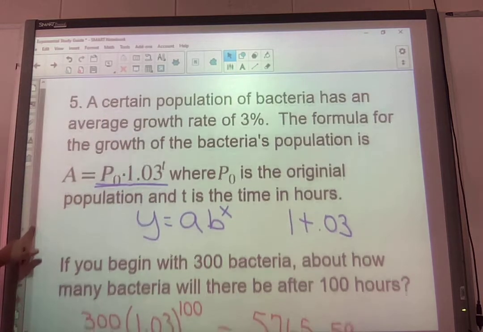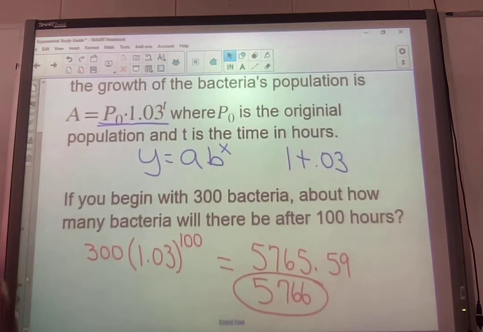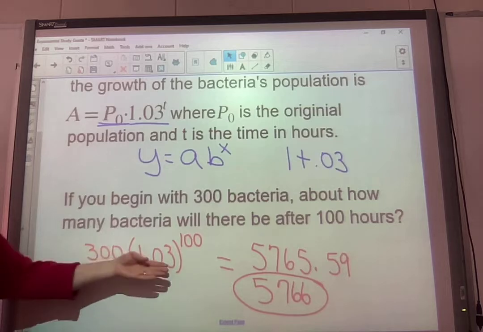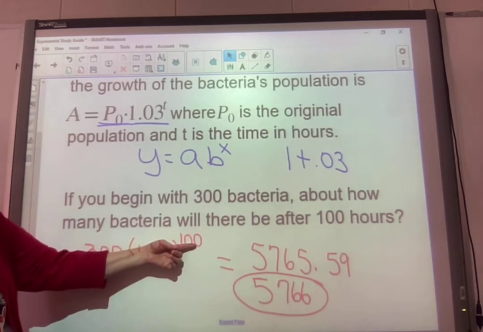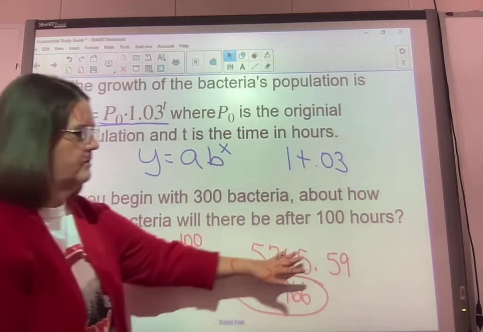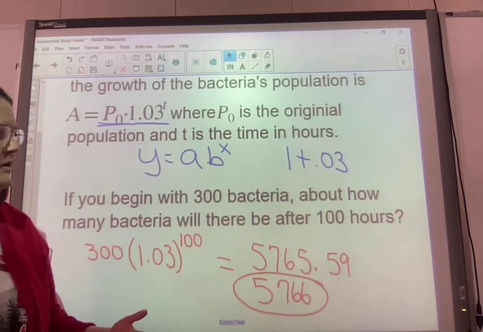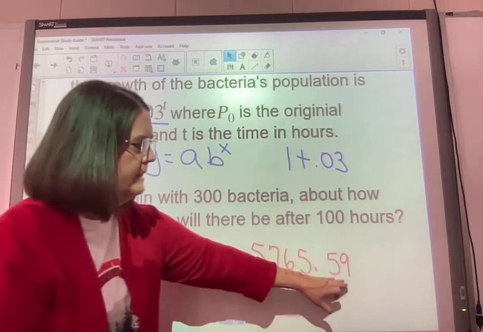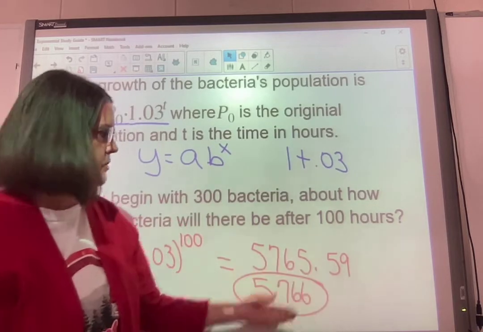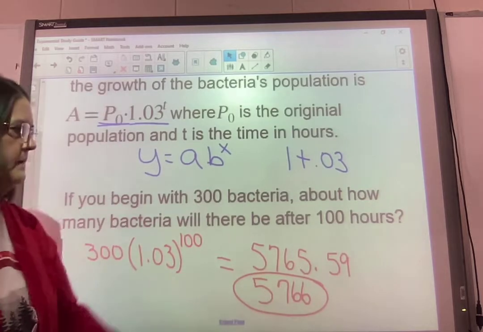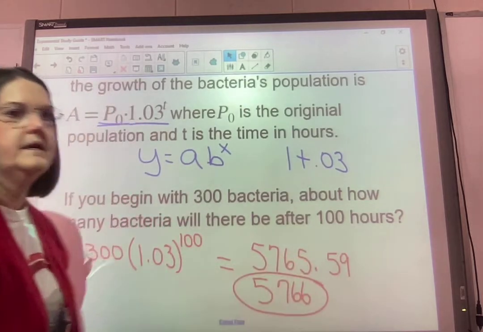If you begin with 300 bacteria, about how many bacteria will there be after 100 hours? You truly just need to put 300 in for the P0, times 1.03 to the 100th power. Put that in your calculator, and you get this. Because it's talking about number of bacteria, we don't have a partial bacteria of 0.59, so I just rounded that number up. You could round it down as well, but because it's 0.59, I round it up. And it is an approximation.